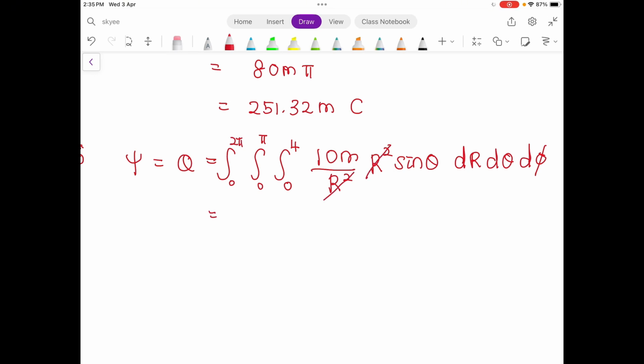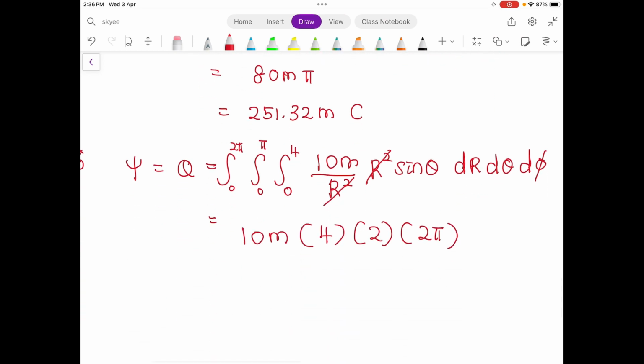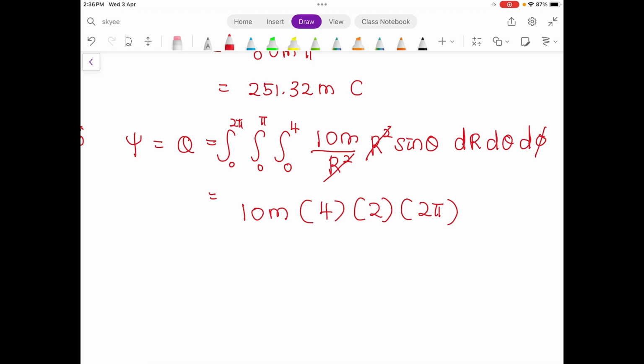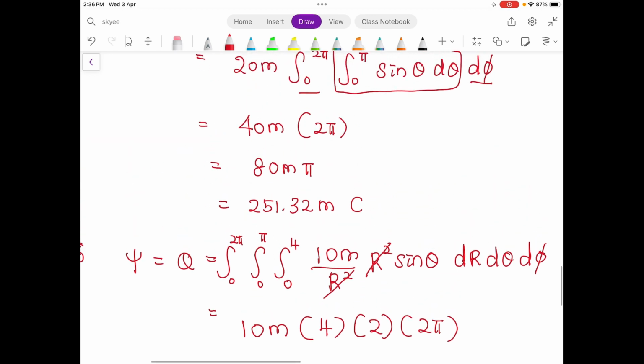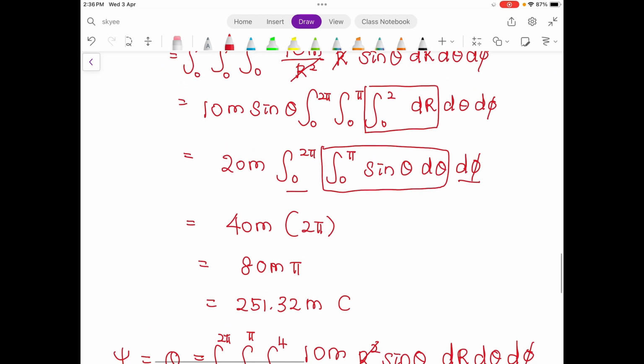So you will have a 10 milli, and then you will have a 4. Then you have a 2, and you have a 2 pi. If you do this, it is 2 pi.